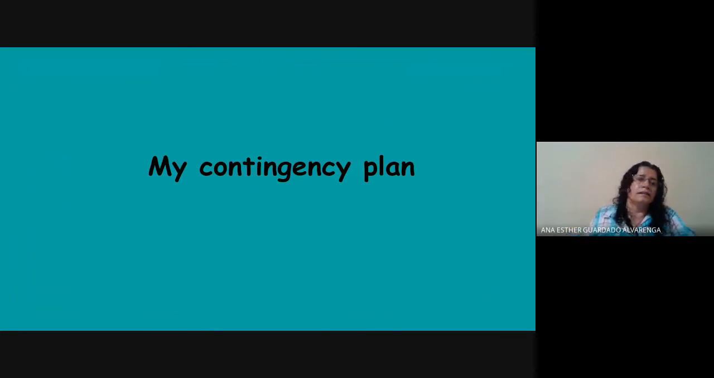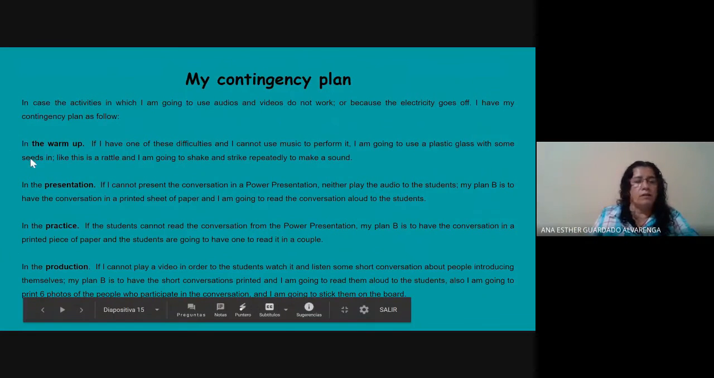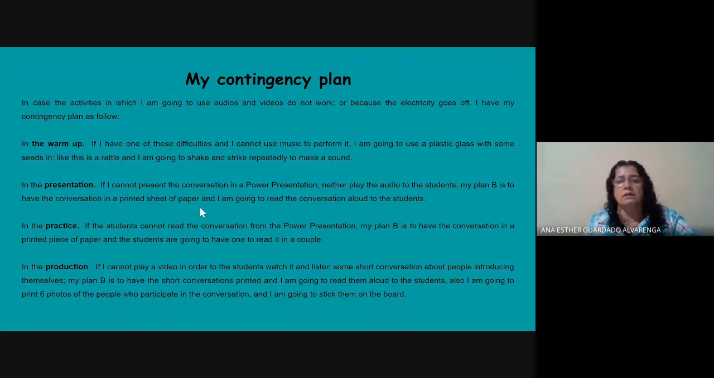And there is one for each part. For example, in the warm-up, if I can't use all the resources that I have prepared, I'm going to have my plan B, and I'm not going to use my cell phone to play music, but I'm going to use a plastic glass with some silk inks, and I'm going to make these sounds in order to simulate the music.